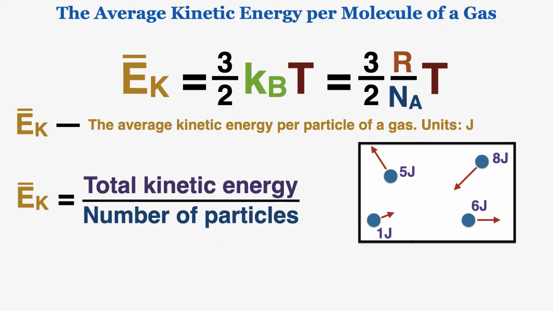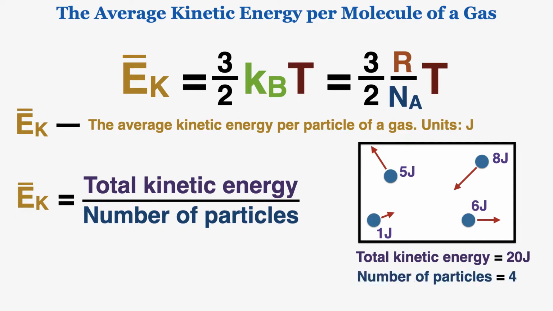So the average kinetic energy is not the total kinetic energy in the gas, it's the total kinetic energy divided by the number of particles. So it's literally the average kinetic energy per particle. As an example, if we take this box on the right, I have particles with 5 joules, 1 joule, 8 joules, and 6 joules. So the total kinetic energy is 20 joules, but there are 4 particles, so the average is the total kinetic over the number of particles, which is equal to 5 joules per particle. So that would be the average kinetic energy per particle in that gas. That's what that variable is referring to.